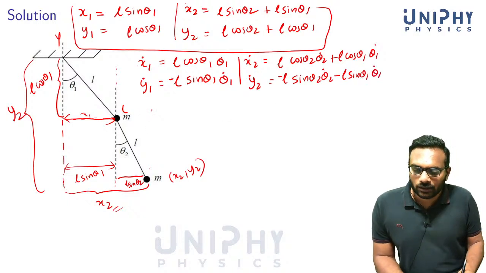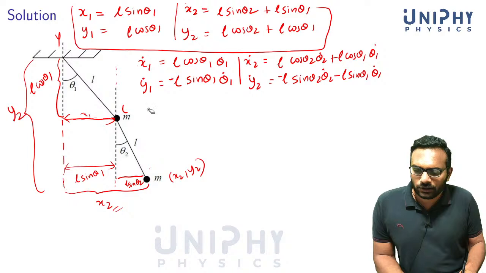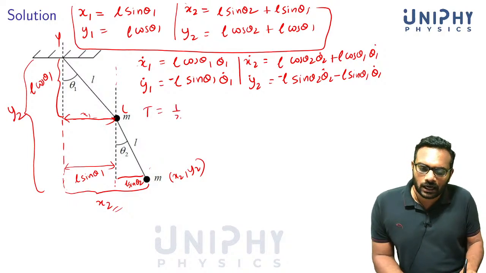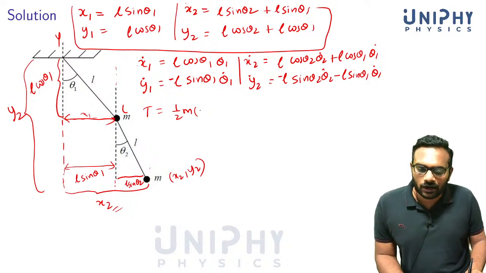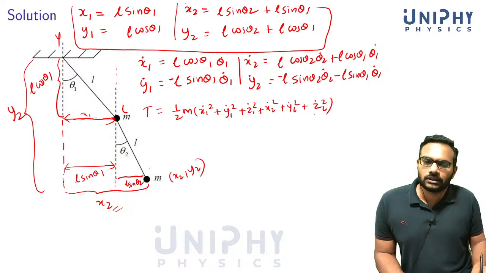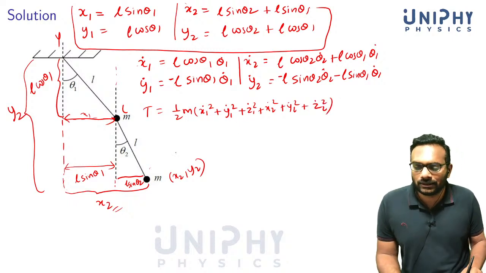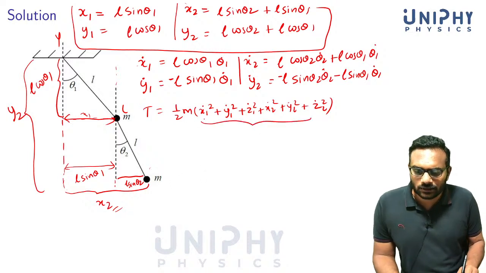Now you can find x1 dot square plus y1 dot square. We know that T is equal to half m, since the mass is the same, we can take it outside, times x1 dot square plus y1 dot square plus z1 dot square plus x2 dot square plus y2 dot square plus z2 dot square. So you just square and add these things, you get the result. Let's calculate this first, or we can write it together.